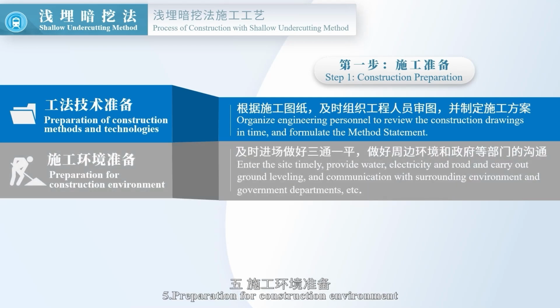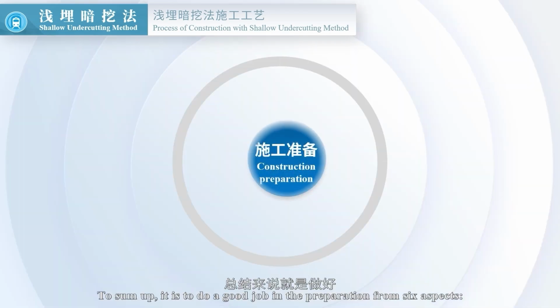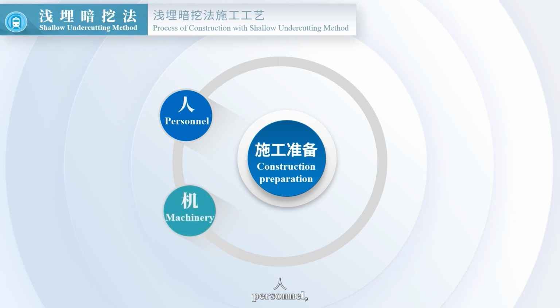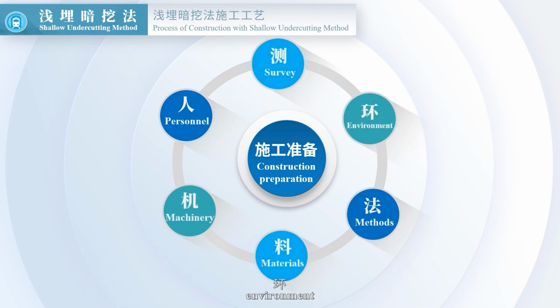5. Preparation for construction environment. Enter the site timely. Provide water, electricity, and road and carry out ground leveling and communication with surrounding environment and government departments, etc. 6. Preparation for survey work. Timely enter the site and carry out the setting out to ensure the construction progress. To sum up, it is to do a good job in the preparation from 6 aspects: personnel, machinery, materials, methods, environment, and survey.